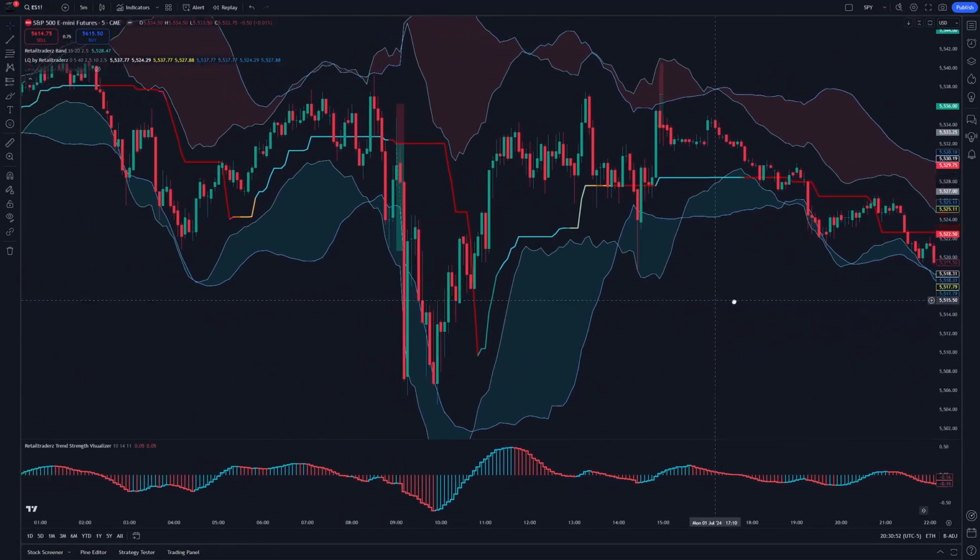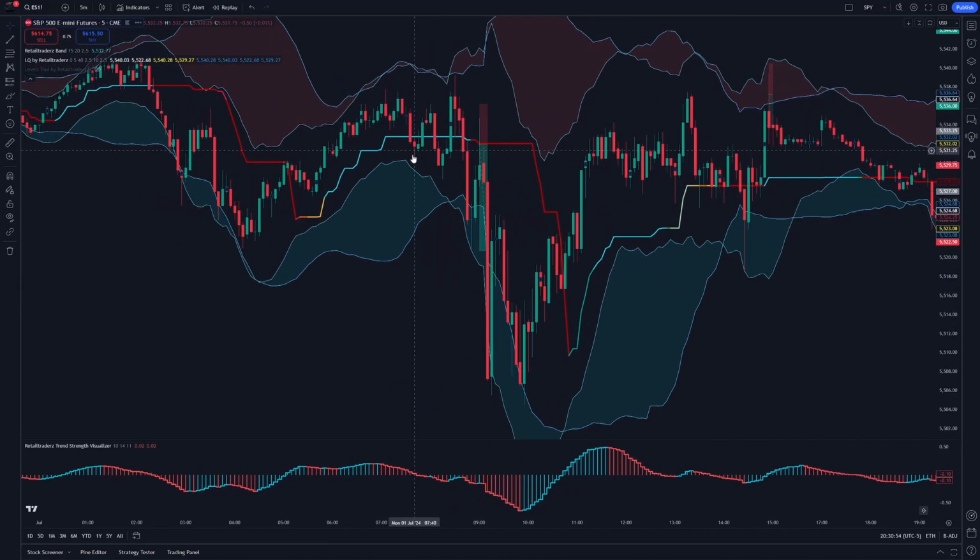So I'm going to start off on Monday of this week. We started off with a choppy open. Now, you may be saying, why don't we take a short here or a long here, right, in this area? Well, if we look down here at the trend strength visualizer, there is pretty much no bias compared to, for example, right here, there's strong bullish bias, or right here, strong bearish bias, right? So there's no bias right here, so there's no point playing the band. The same thing right here, there's no bias down here. It's as close to zero bias as it can be.